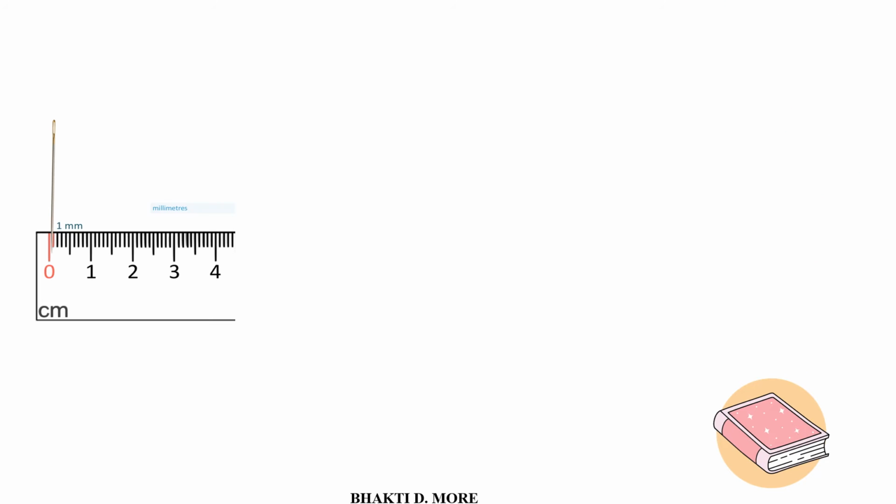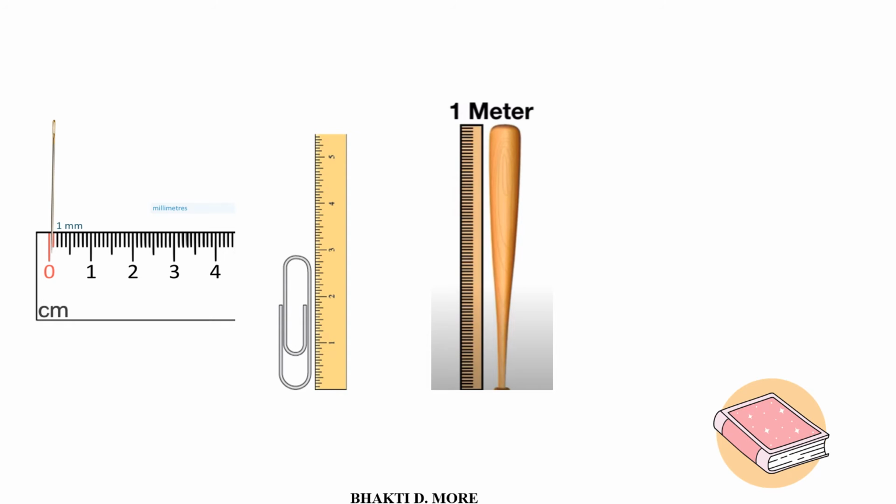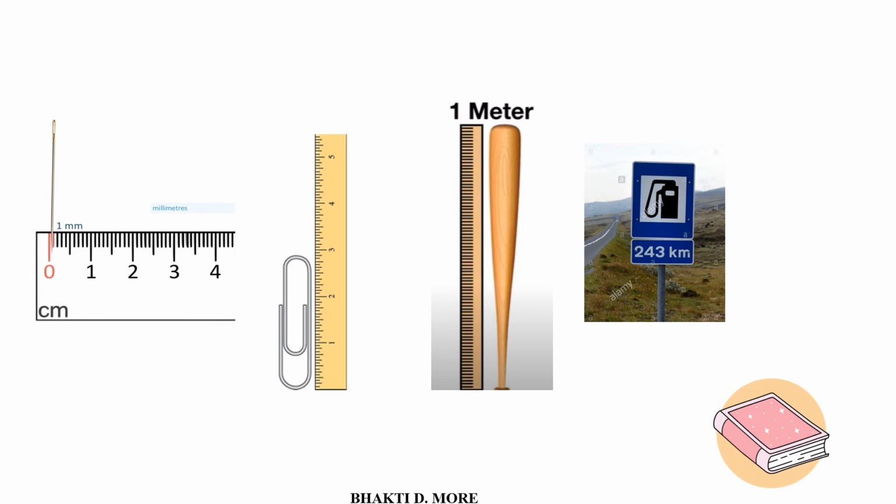Now let's measure this needle. It comes up to a few millimeters. Now if you measure this paper clip, it measures a few centimeters. A baseball bat? Yes, it measures up to a meter. While if you're traveling long distances, it is measured in kilometers. So these are different examples for millimeter, centimeter, meter and kilometer.